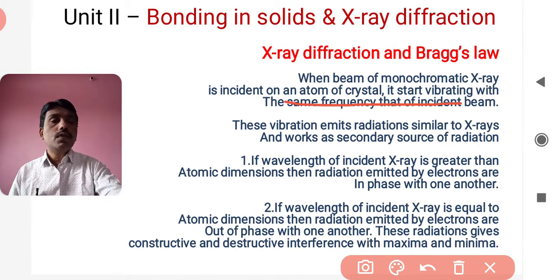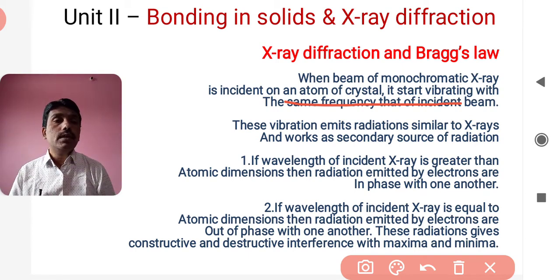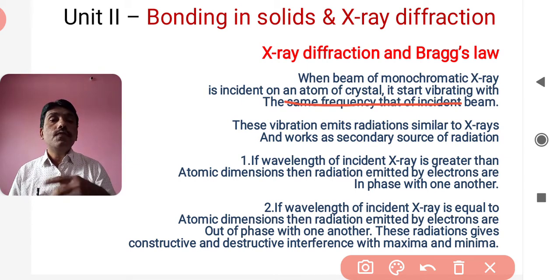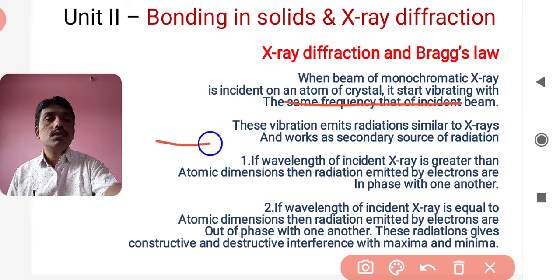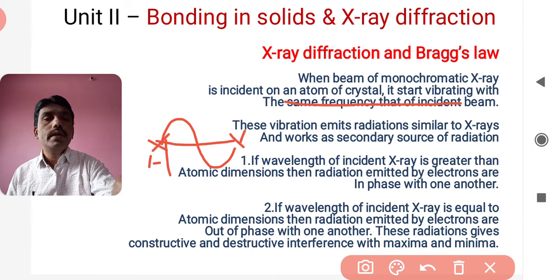Now suppose the wavelength of the incident x-ray is greater than the atomic dimensions. In that case, the radiation emitted by these electrons is in phase with one another. That is what being in phase means. Suppose this is a wave, and these are two points: this is point A and here is point B. These two points are said to be in phase.